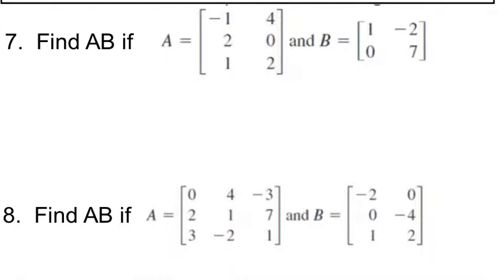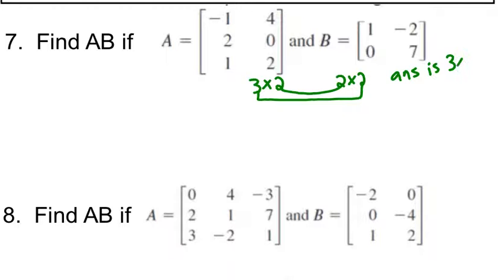So the first thing that you always want to check is their size. This is a 3 by 2 matrix, 3 rows, 2 columns, and this is a 2 by 2 matrix. So the inside numbers are the same, so we can multiply it. And our answer is going to be a 3 by 2 matrix. Okay? Answer is 3 by 2. That's important information to know.